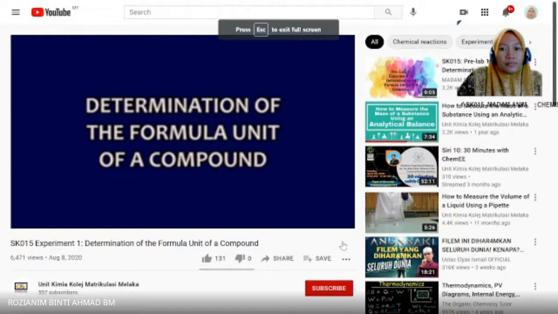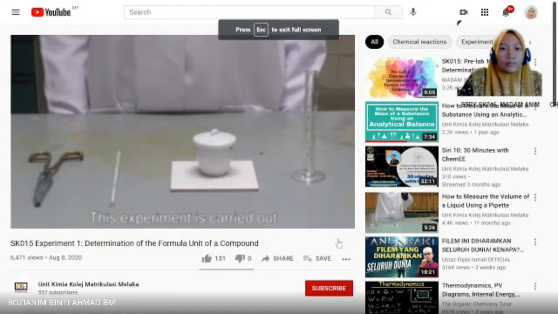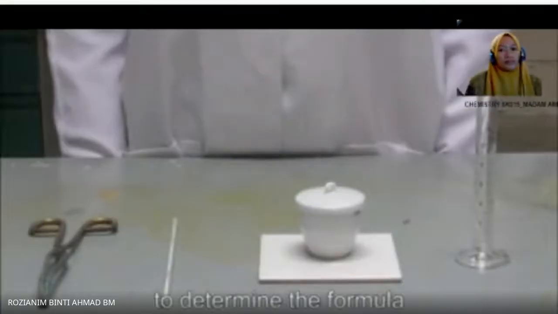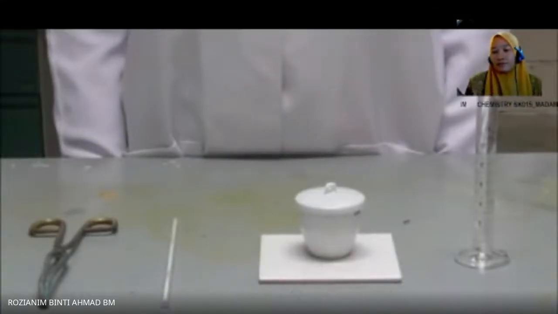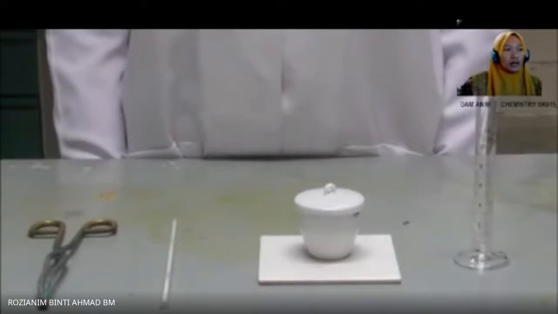Boleh dengar tak? Jelas tak? This experiment is carried out. Boleh, medium. Boleh. Okay. Medium, slow, medium. Slow sangat.